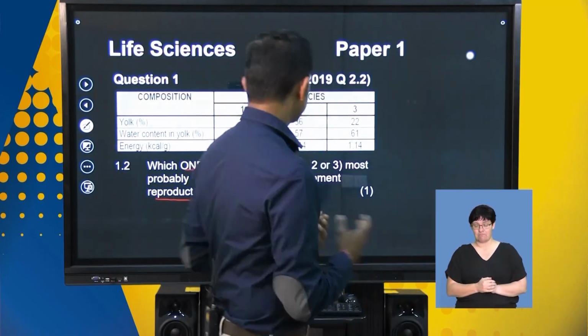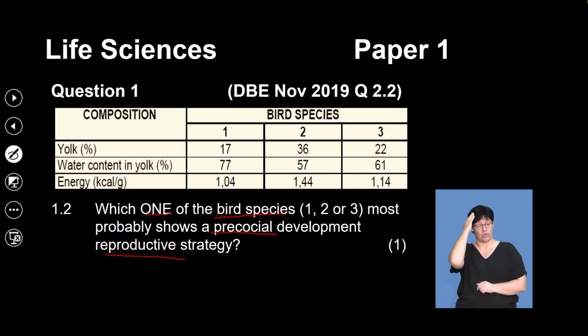Okay, so knowing that, we can refer to that information in this question. Which one of the following bird species is most likely precocial? The idea behind being precocial is that we need to look at the energy and at the amount of stored nutrition in the yolk. And so the bird species that's most likely precocial in this example would be species number 2.